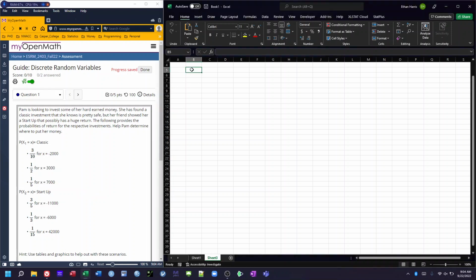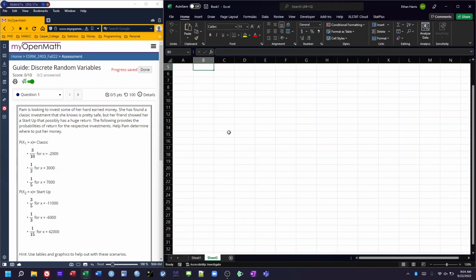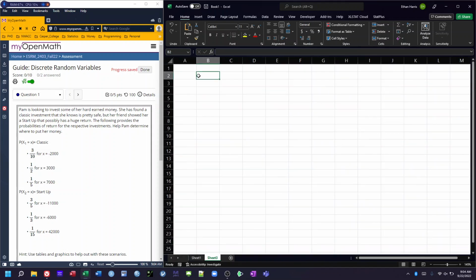So let's go ahead and label up our first column as the classic example, so we'll just say classic. And we're going to label up our three columns first as X, PMF for our probability mass function, and CDF as our cumulative distribution function. Okay, so X, remember, members of the support, it's all possible outcomes of this investment.